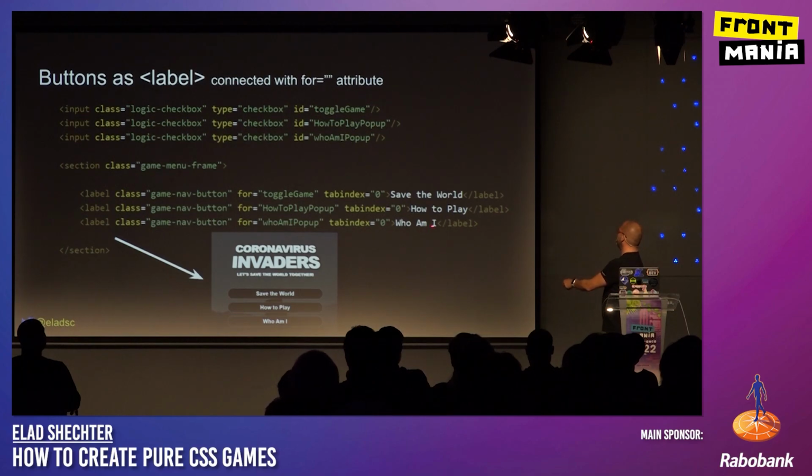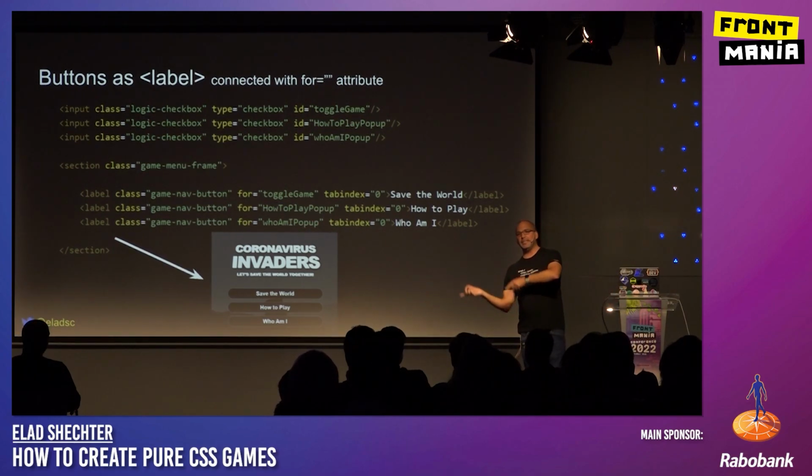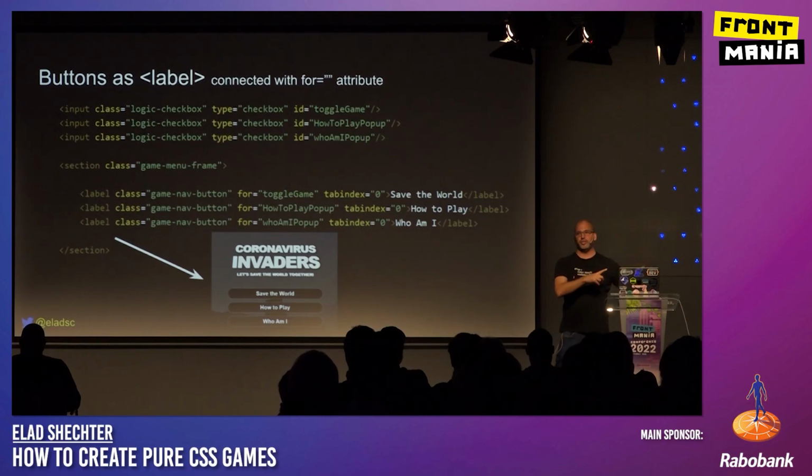If I take the Who Am I label button, for example, it's connected to the checkbox with the ID name of Who Am I pop-up. You click it once, it changes to checked. You click it again, it changes from checked to unchecked. And again, this is just changing the statuses of those checkboxes. It still doesn't do any visual operation for us. And now I need to use these statuses of those checkboxes to show or hide other frames of the game.